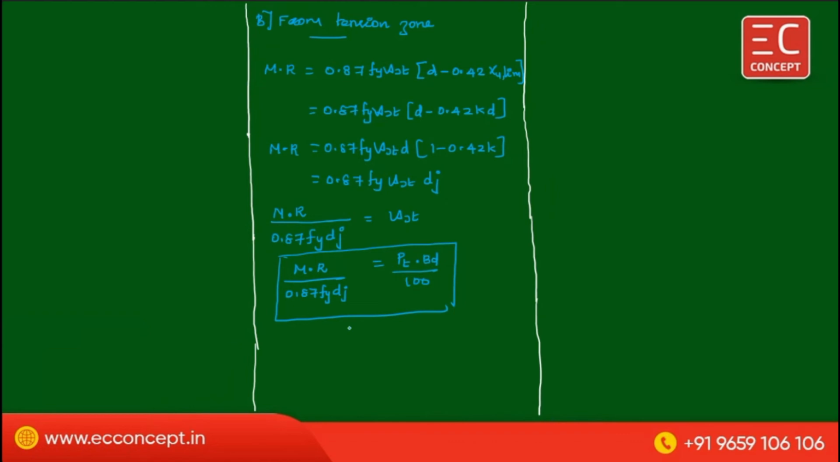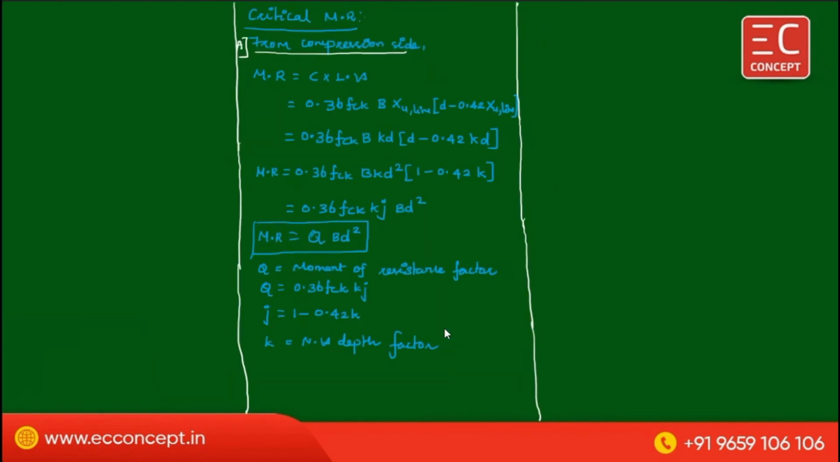I hope you understood. Then if you want, you can further simplify this. Pt is equal to moment of resistance divided by bd into 1 divided by 0.87 Fy dj, into 100. So this is the final value. This is also Pt limiting; you can take this as one Pt limiting, and another Pt limiting we also have. This is all about the analysis of the balanced section.